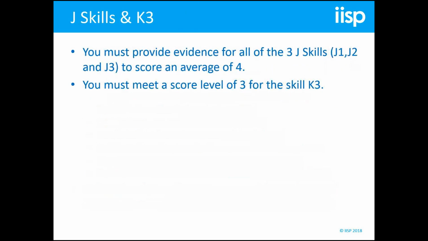For the J skills and K3, you have to provide evidence against all 3 J skills to meet an average of 4, and you must have a score level of 3 for K3.